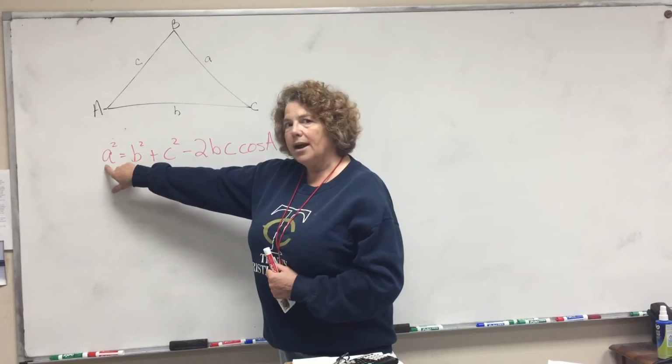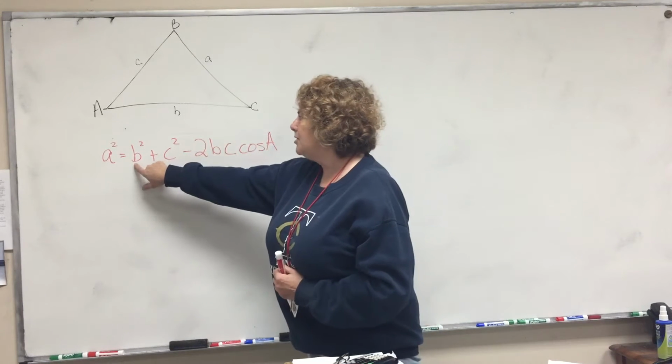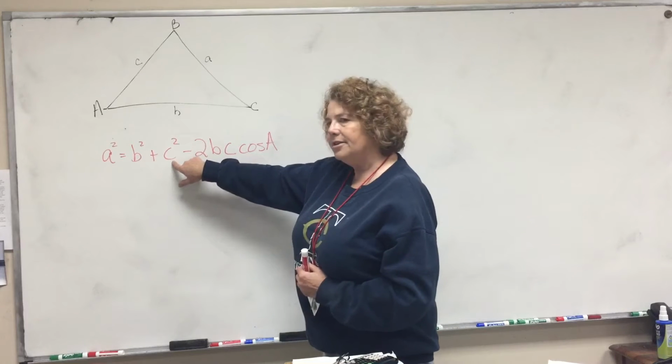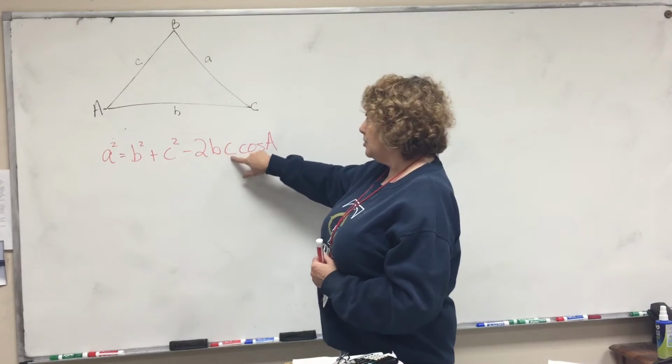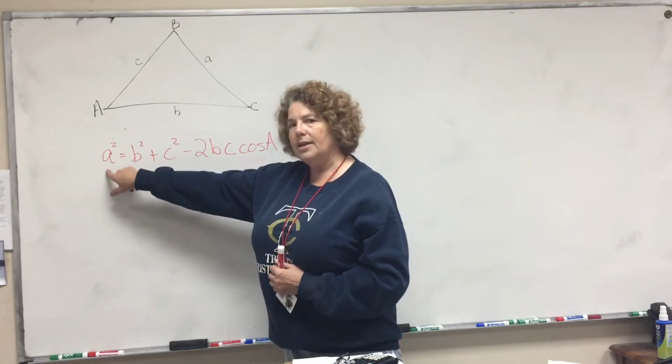So, Law of Cosines. The side squared that's across from this angle equals the other two sides squared added together minus 2 times the other two sides times the cosine of the angle that's across from that.